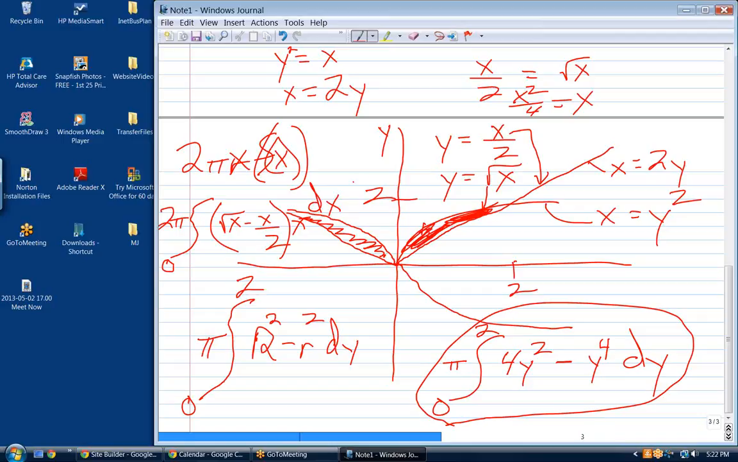So I believe I have this right. Does that look right to you, if I was doing this by cylindrical shells? Yeah. Okay. Is the intersect 2? Oh, it's 4. Very good.